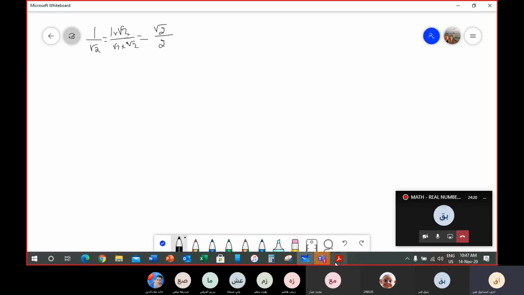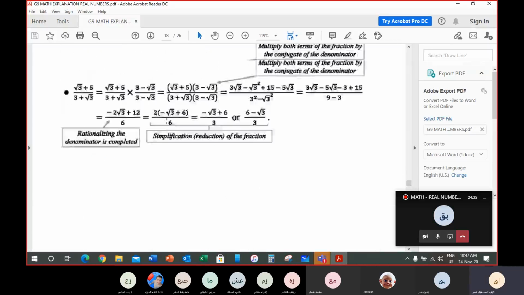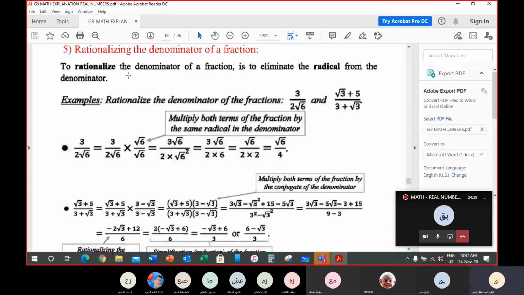Thank you, Batul. Let's go back to the explanation to remind. How do we rationalize the denominator? Follow up with me. To rationalize the denominator of a fraction is to eliminate the radical from the denominator. Examples: rationalize the denominator of the fractions 3 over 2 radical 6 and radical 3 plus 5 over 3 plus radical 3. So, the first one, 3 over 2 radical 6, to remove the radical from the... wait a minute, I'll be back.